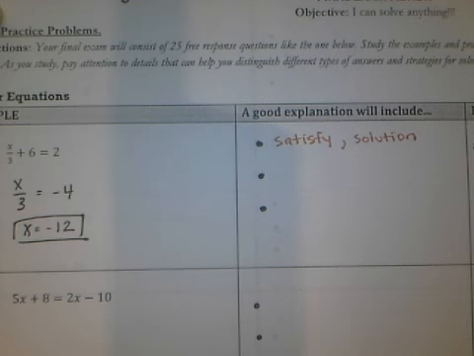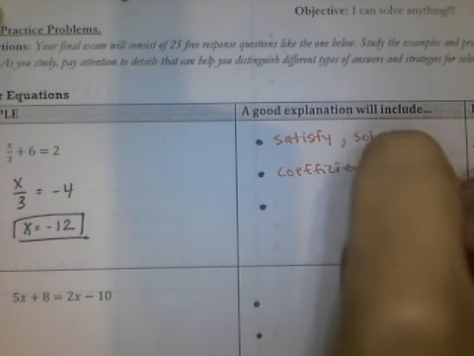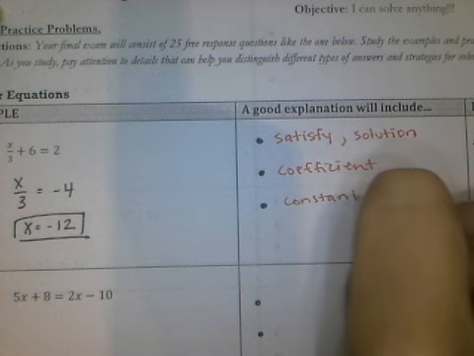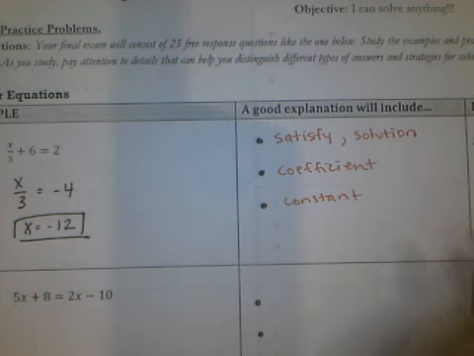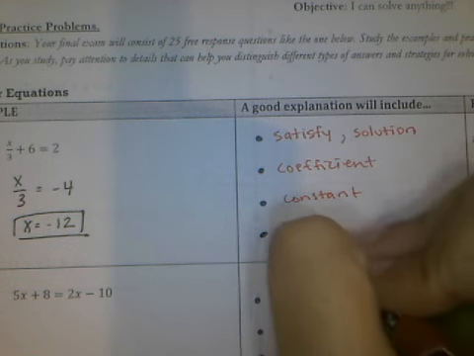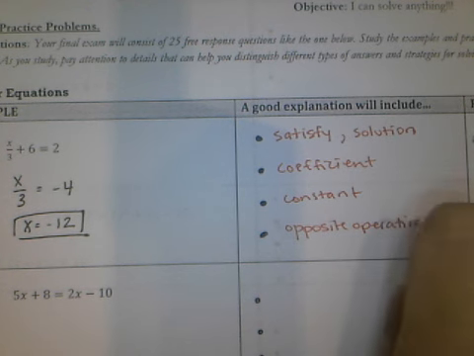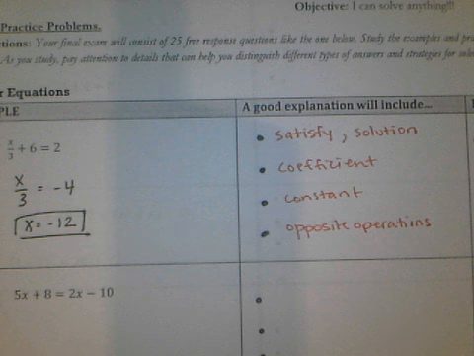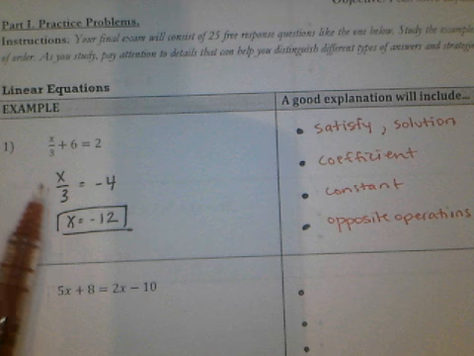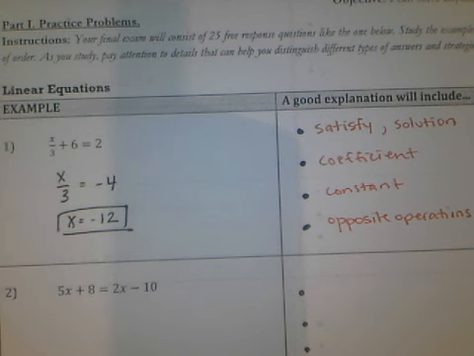You would want to perhaps use the words coefficient or constant. And you would also probably want to talk about opposite operations, because part of your grade is on providing reasons. So the reason I multiply by 3 on both sides is because multiplying is the opposite of division, which allows me to cancel out the 3. So on and so forth.